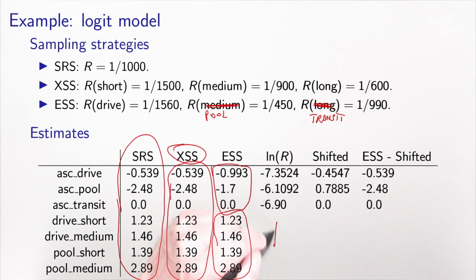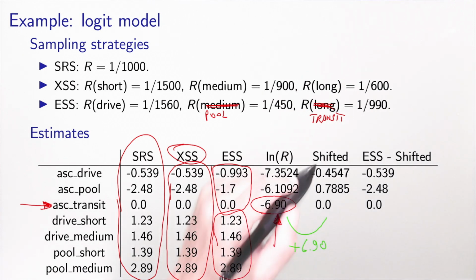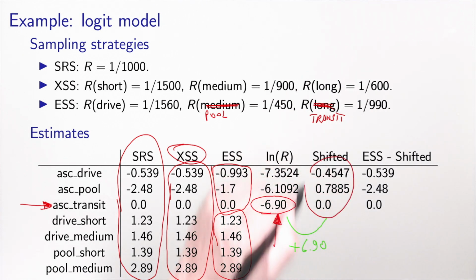To do that, we have first to calculate the value of log of r for each alternative. This is what I have done here. I have calculated the log of r for the 3 alternatives based on the sampling rates that are reported above. As you remember, in a logit model, one of the constants must be normalized to 0. So I will do the same for the correction factors. So I need a 0 here. So what I've done, I have increased all these correction factors by 6.90. And this is how I have obtained these values.